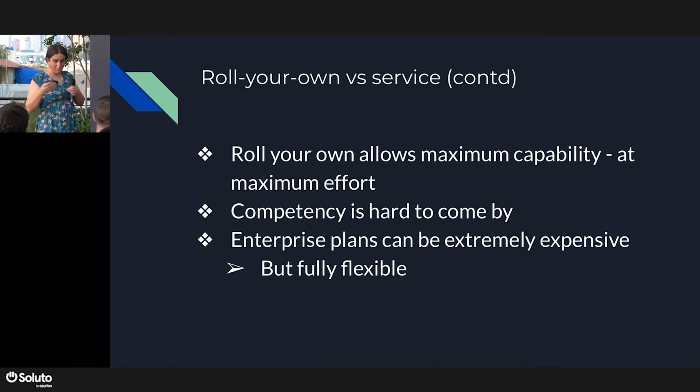And the thing about roll your own, and one of the triggers for roll your own, is that it offers maximum capabilities, but it takes lots of effort to make use of them. And competency is always hard to come by. That's one of the other things: when you have the competency, you want to employ it, but you may also want to employ it for other things.